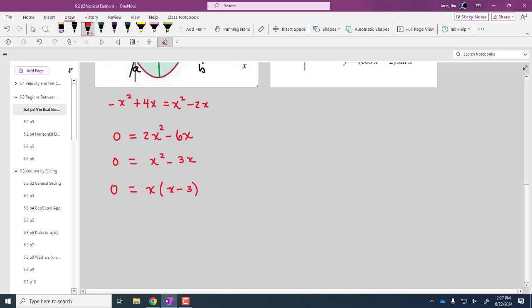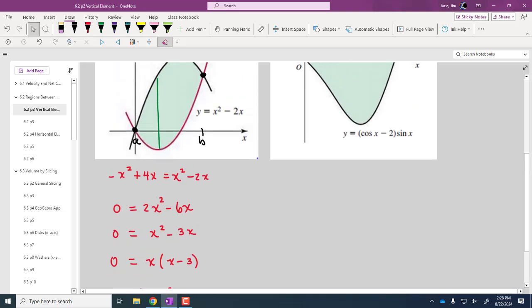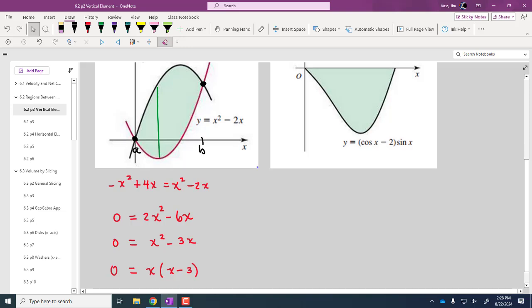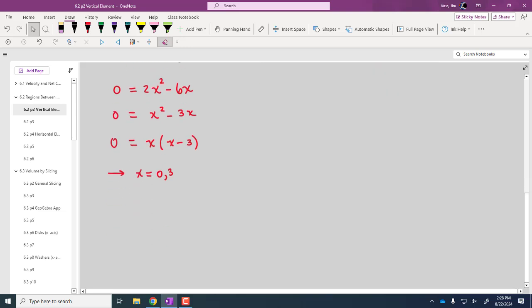So what does this tell us the x values are? 0 and 3. Zero product rule. Zero product rule says if a product is equal to 0, one of the factors must be 0. Okay, so now we know that this x value is at 0 and this x value is at 3. So we're good to go.